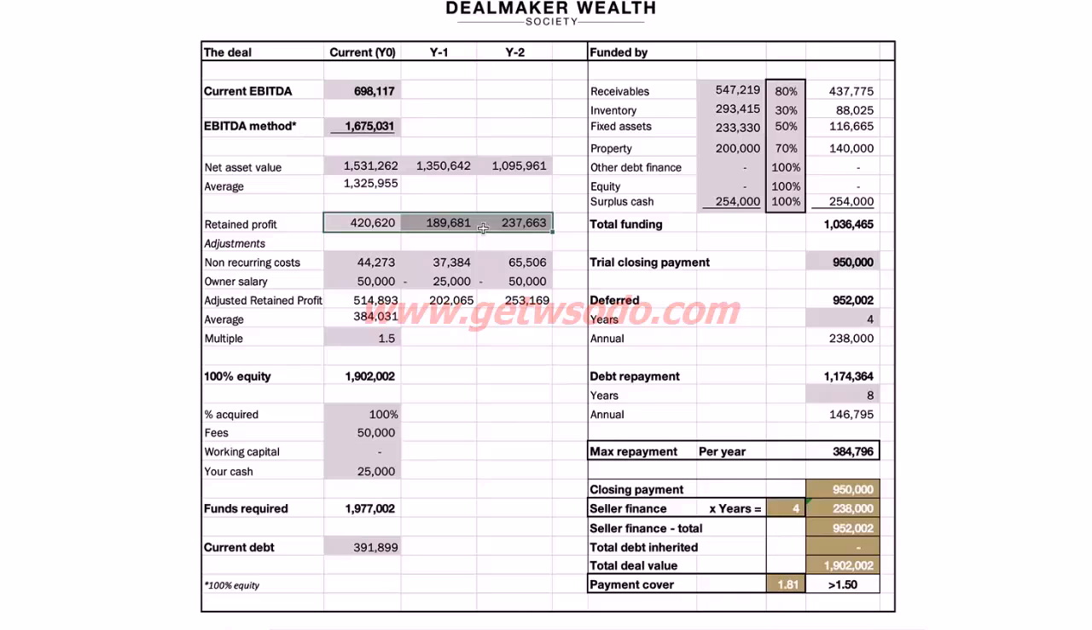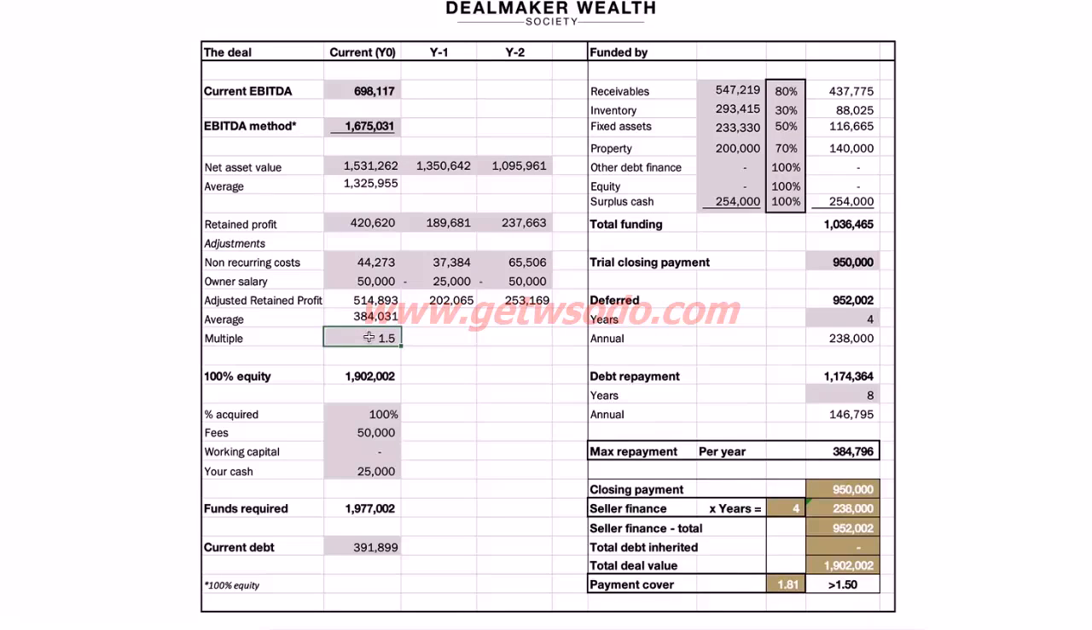So I'm breaking it out between the non-recurring costs and the owner's salary that we talked about in lesson number 2. And the model is going to give us the adjusted retained profit totals. And if we take the 3-year average of those, it gives us an average adjusted retained profit of just over $384,000. Then I apply a multiple to that.